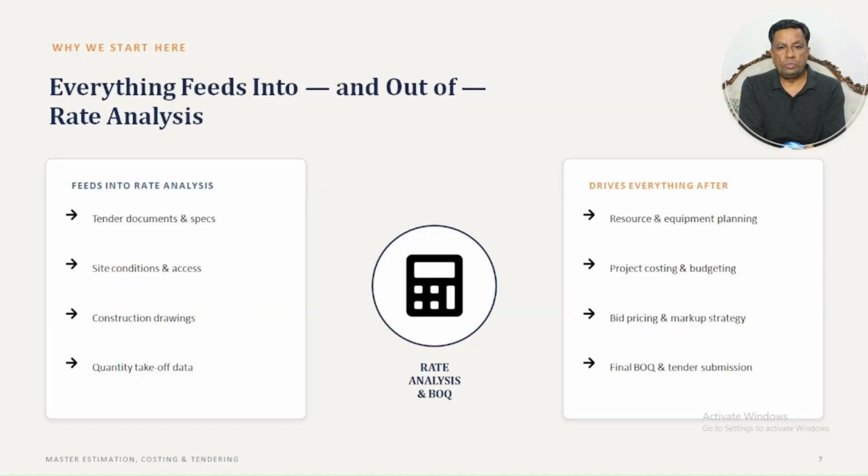Everything feeds into and out of the rate analysis. What feeds into the rate analysis? That is the tender document and specification, site condition and accessibility of the project, easiness of the project, construction drawing, quantity takeoff data. Then it drives everything after the rate analysis, that is the resources and equipment planning, project costing and budgeting, bid pricing and markup strategy, and final BOQ and our tender submission.